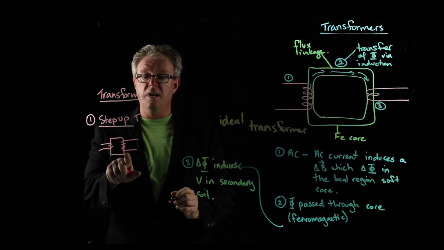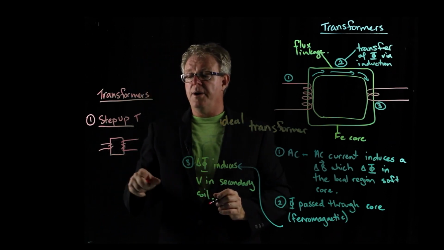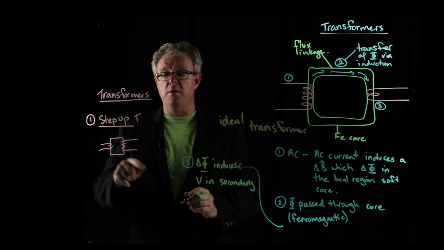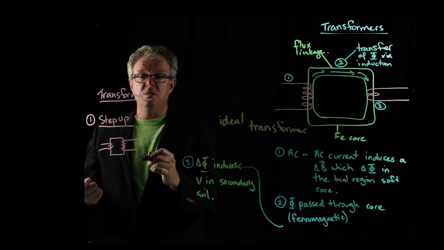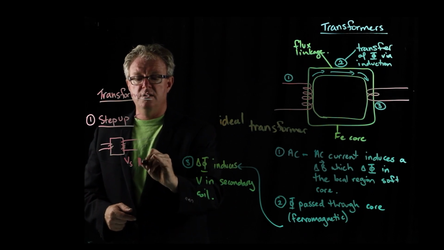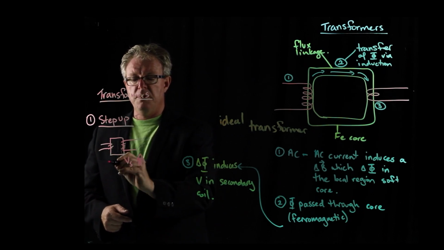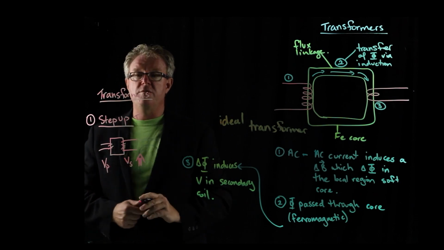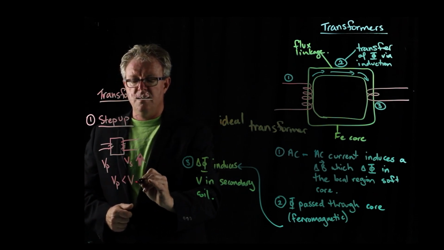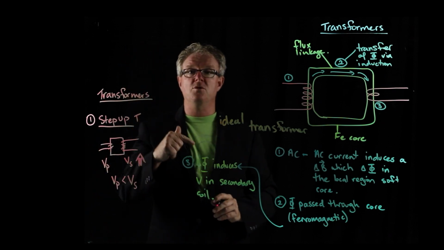So you can see that the number of turns in our secondary coil is more than the number of turns in the primary coil, and so therefore our voltage coming out, our secondary voltage, is a lot higher compared to the small primary voltage we've got here, right? So the primary voltage here is less than the secondary voltage, and that's a step-up transformer.